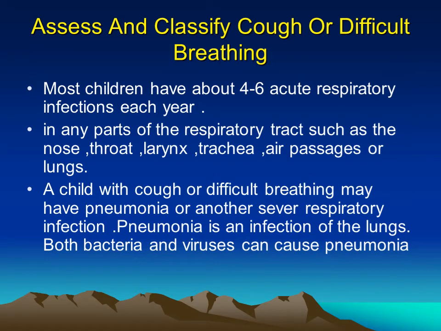Later, how can you classify the patients who come to us with cough and difficult breathing? Most children have 4 to 6 acute respiratory tract infections each year. In any part of the respiratory tract, we may get infection of the nose, throat, larynx, trachea, air passage, or the lung. A child with cough or difficult breathing may have pneumonia or another severe respiratory tract infection. Pneumonia is an infection of the lung. Both bacteria and viruses can cause pneumonia.